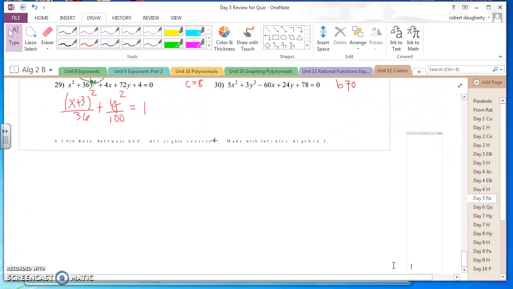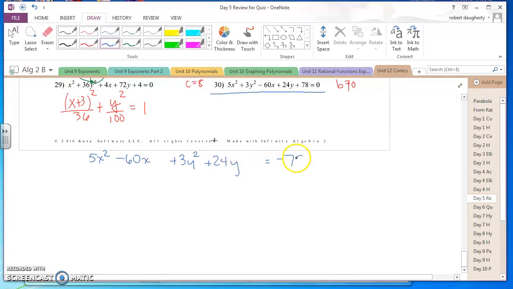Let's look at number 30. This is going to require completing the square to figure out what the equation of this ellipse is. So I'm going to put my x values together. I have 5x² − 60x, and then plus 3y² + 24y equals −78. Before I can complete the square in this situation, I have to factor the leading coefficient. So this is going to be 5(x² − 12x), leave some space, plus 3(y² + 8y), leave some space, equals −78.